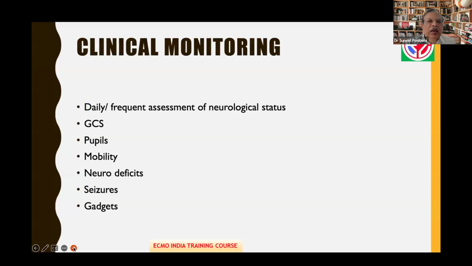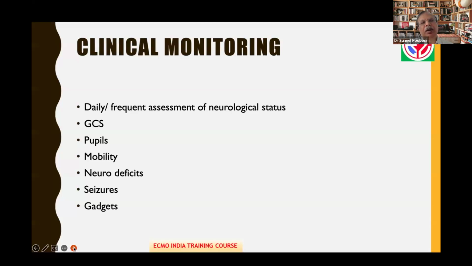Clinical monitoring is by daily, frequent assessment of neurological status, GCS observations. All these things have to be written down in daily patient notes. Pupillary examination, assessment of mobility, neurological deficits, seizures, and if there are any gadgets such as the scan or EEG showing interpretation, those things I will deal with in the next few slides. So nothing replaces clinical monitoring.